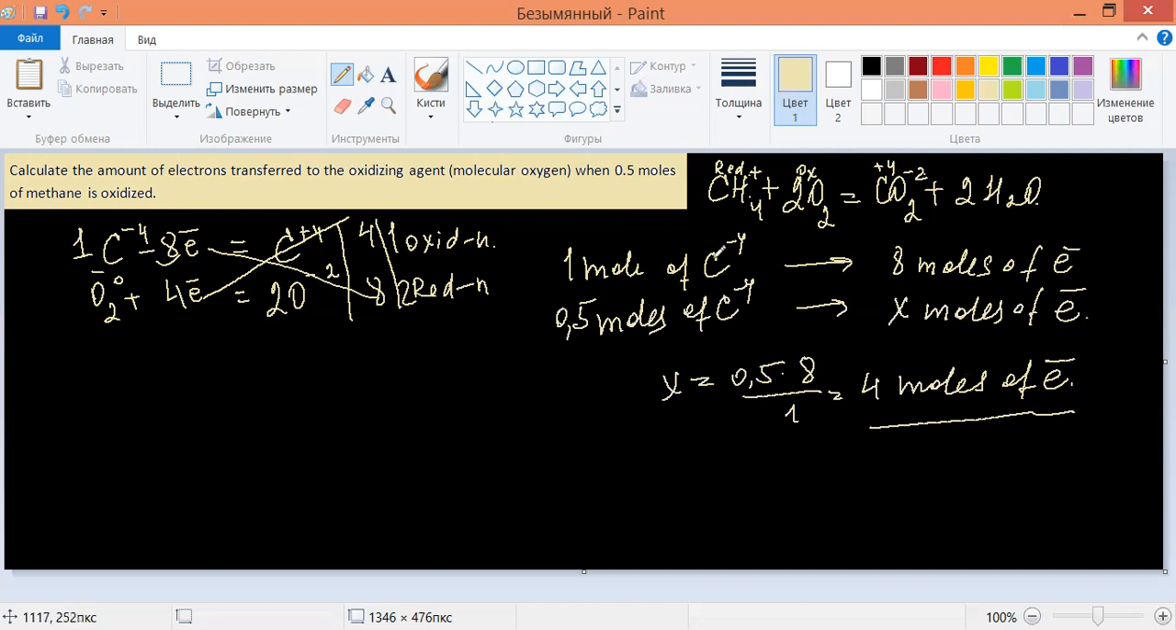So when I'm writing down C minus 4, this should be understood as CH4, because in this methane molecule, the oxidation number of the carbon atom is minus 4.